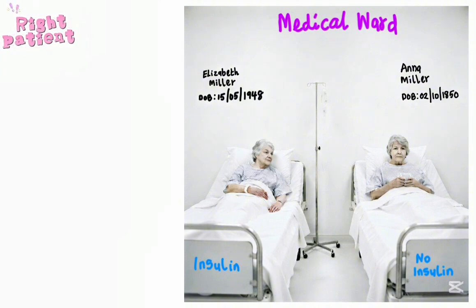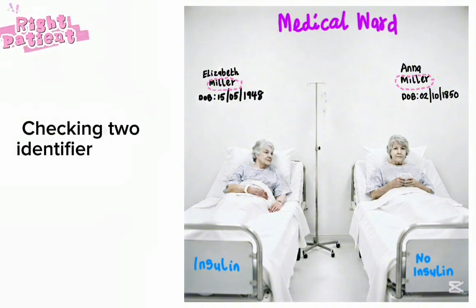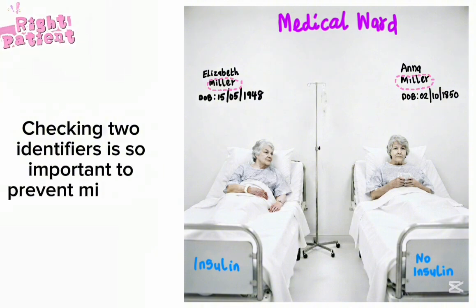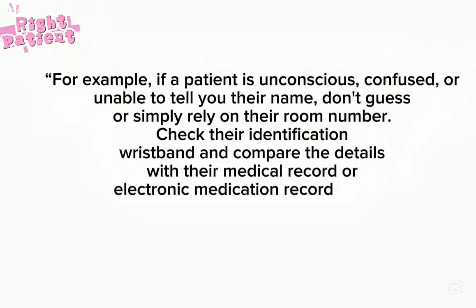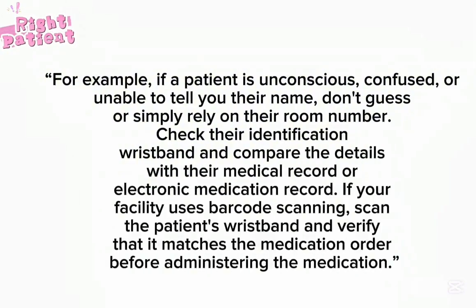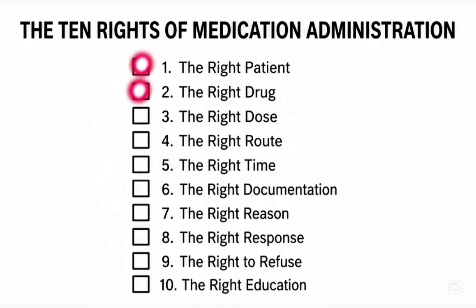For example, imagine 2 patients have the same surname and they are both in the same ward. One of them needs insulin and the other does not. If you simply look at their surname to give medication, you could easily give the medication to the wrong patient. That's why checking 2 identifiers is very important. And what if patients cannot tell you their name, like if they're unconscious or unable to speak? In this situation, you need to follow your hospital or facility's identification protocol and use available identifiers rather than guessing.